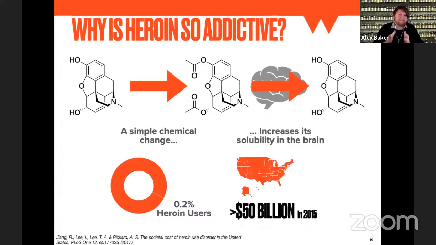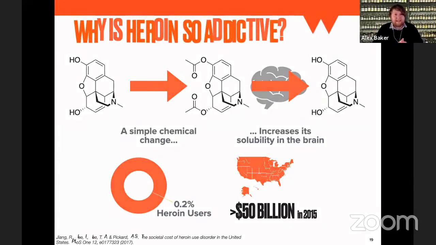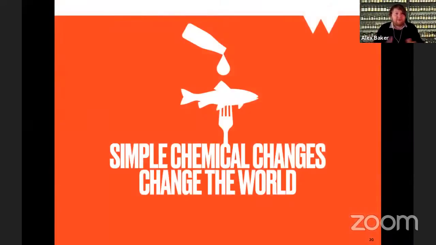Now, this very simple chemical addition of two acetyl groups costs the US about $50 billion a year, despite only 0.2% of its population using heroin. So this simple chemical change of adding what is basically concentrated vinegar to morphine has truly changed the world. And I think that is some food for thought when you're next down the chippy and you're putting vinegar on your chips.